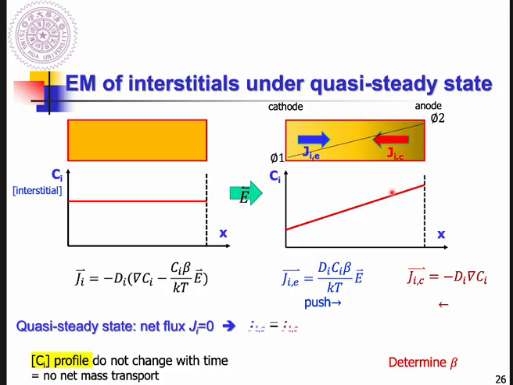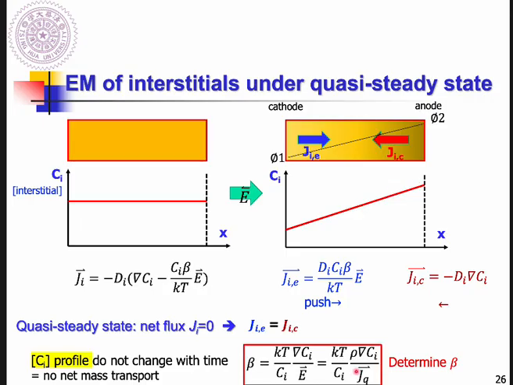Under these situations, this is the magnitude. So this equals this, and I can get beta. So beta will be like this, and I just substitute E, as J equals rho E. So I use E to have it like this. As long as the system reaches quasi steady state, I can use this to determine the beta.